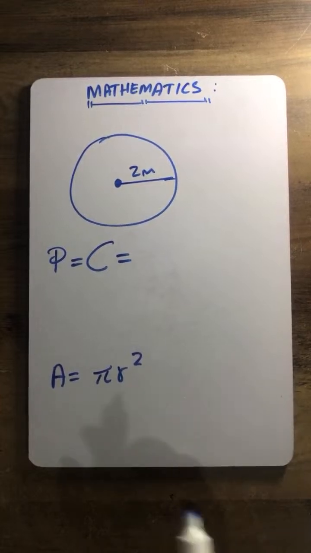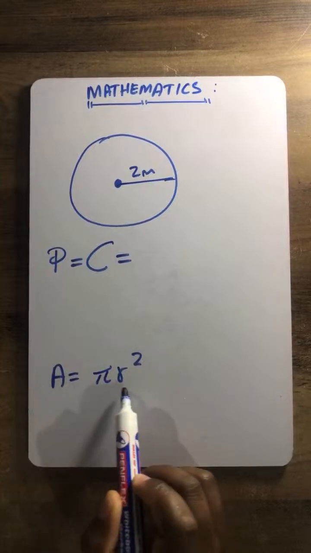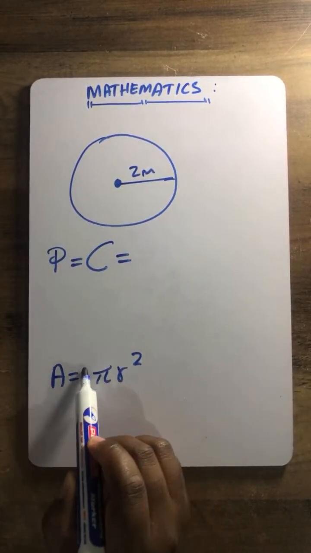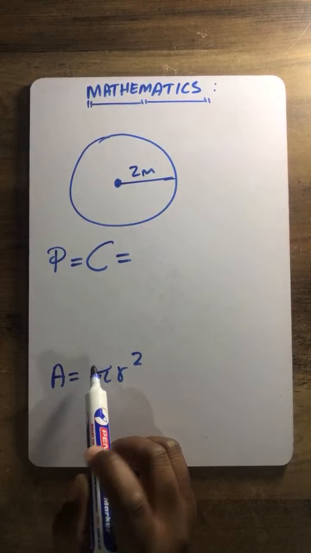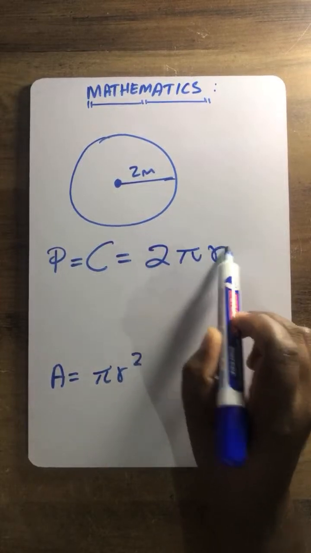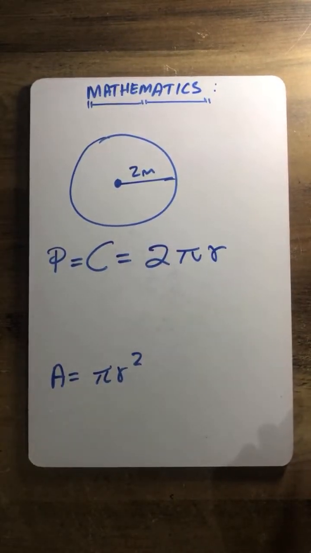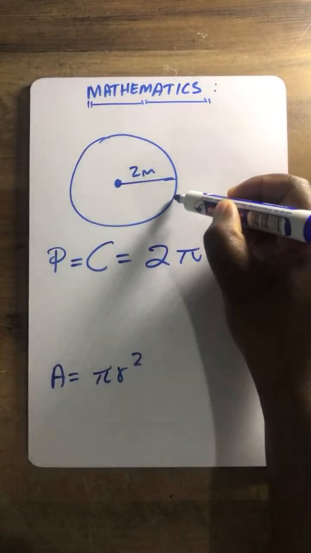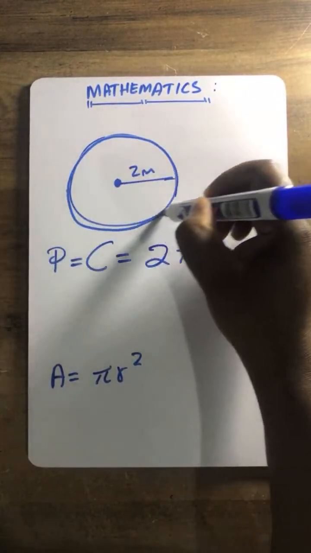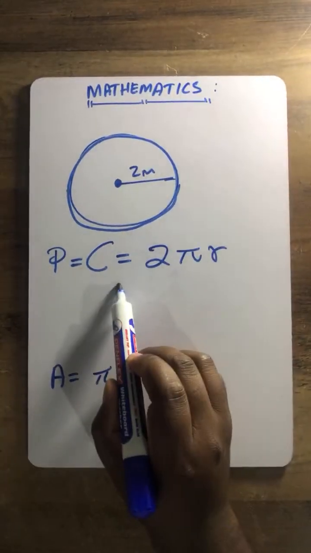So this is how I cramped it. Can you see this formula for calculating the area? What you do is just take that 2 to the front, and that becomes your circumference. So you just say 2 pi r. That would give you the total length of that circumference.